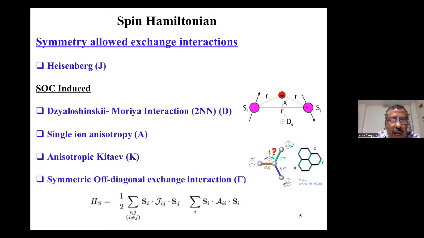Symmetry allowed exchange interactions have also already been mentioned. We will have the Heisenberg interaction, the Dzyaloshinskii-Moriya interaction, of course, which is second nearest neighbor, single ion anisotropy, the anisotropic Kitaev interaction, and the gamma term, the symmetric off-diagonal exchange interaction. And this happens to be the Hamiltonian for chromium iodide, which we are supposed to determine.